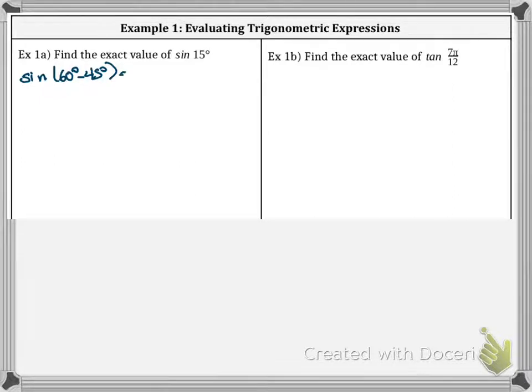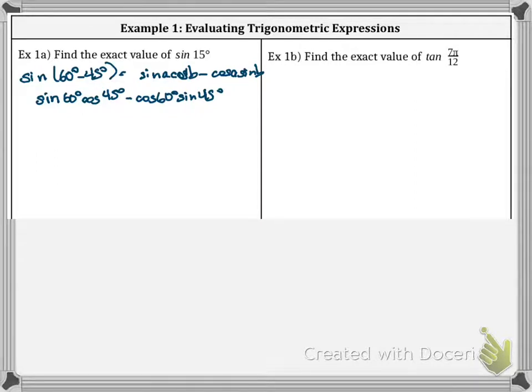So this is subtraction. So that means we're going to use the sine of A minus B, one of the difference formulas. So to rewrite that, that's sine of 60 times cosine of B, which is 45 degrees, minus cosine of 60 degrees times sine of 45 degrees. Okay, so just remembering, we're just using sine of A cosine of B minus cosine of A times sine of B. And we just substitute the right values.